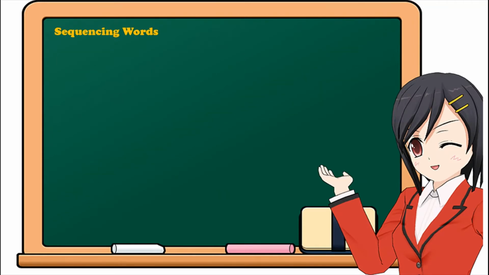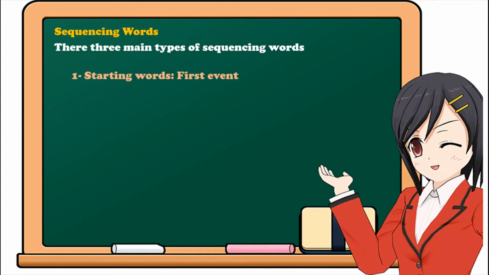Okay, so let's see how many types do we have of sequencing words. In fact, we have 3 types. Number 1, the starting words. These words are for the first event. For example, firstly, initially, at the onset, to start with, before all else.